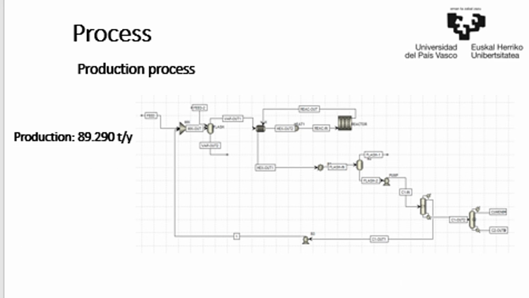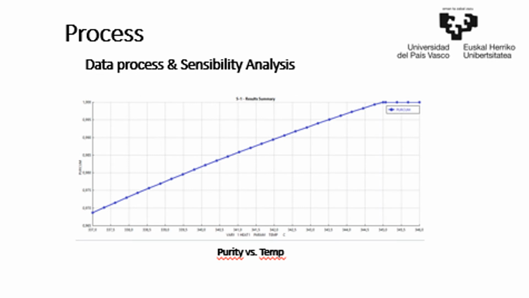Now, after the implementation in Aspen of our process, the objective is to maximize the conversion and the efficiency of the process. To achieve this, we have done a sensitivity analysis, and we have seen that the inlet temperature and pressure of the reactor are the parameters that must be studied in order to increase the purity and efficiency.